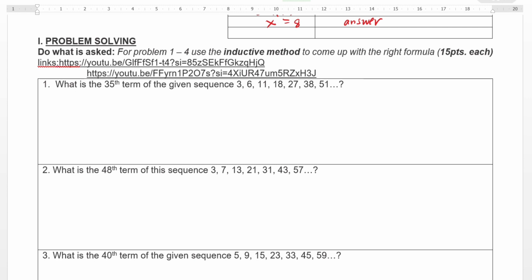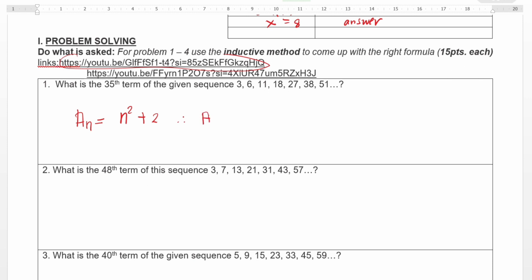For problem 1 to 4, use the inductive method to come up with the right formula. You may use these sites or links for more details or for more instructive presentation. For number 1, what is the 35th term of the given sequence? 3, 6, 11, 18, 27, 38, 51. Answer is a n equals n squared plus 2.